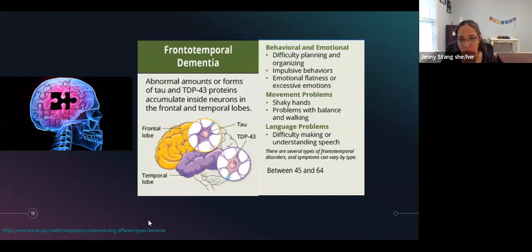They can have movement problems such as shaky hands, problems with balance and walking, and they may experience language problems, difficulty making or understanding speech. Again, there are several types of this disorder, and so symptoms can vary by type. These are just general symptoms, and the onset is usually between 45 and 64.